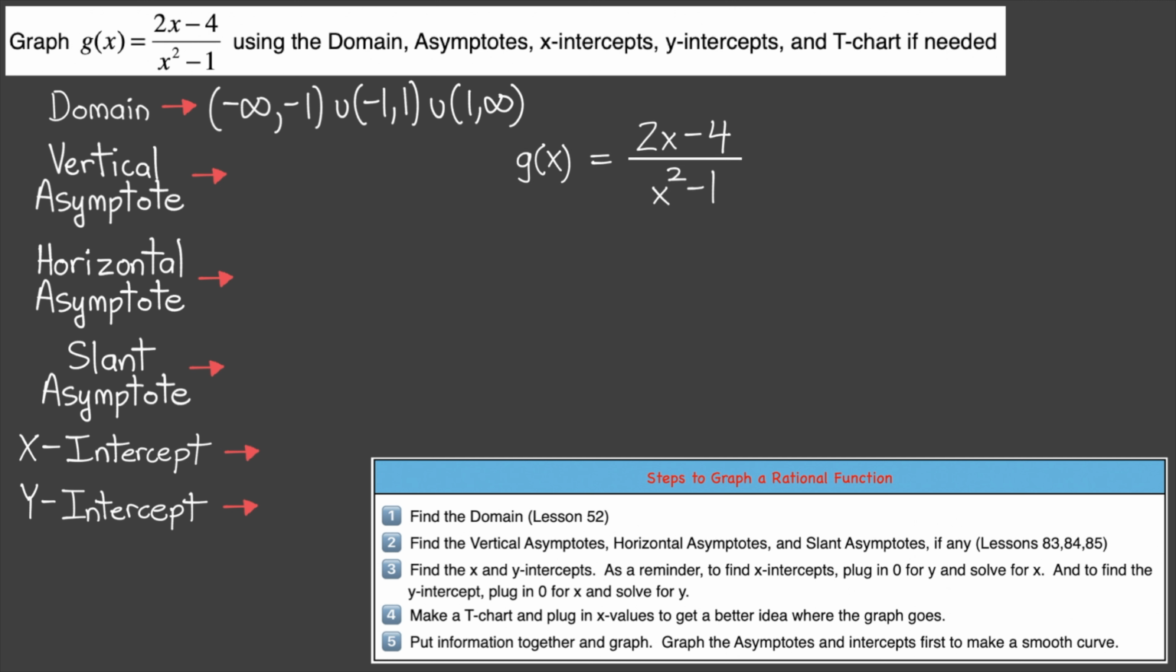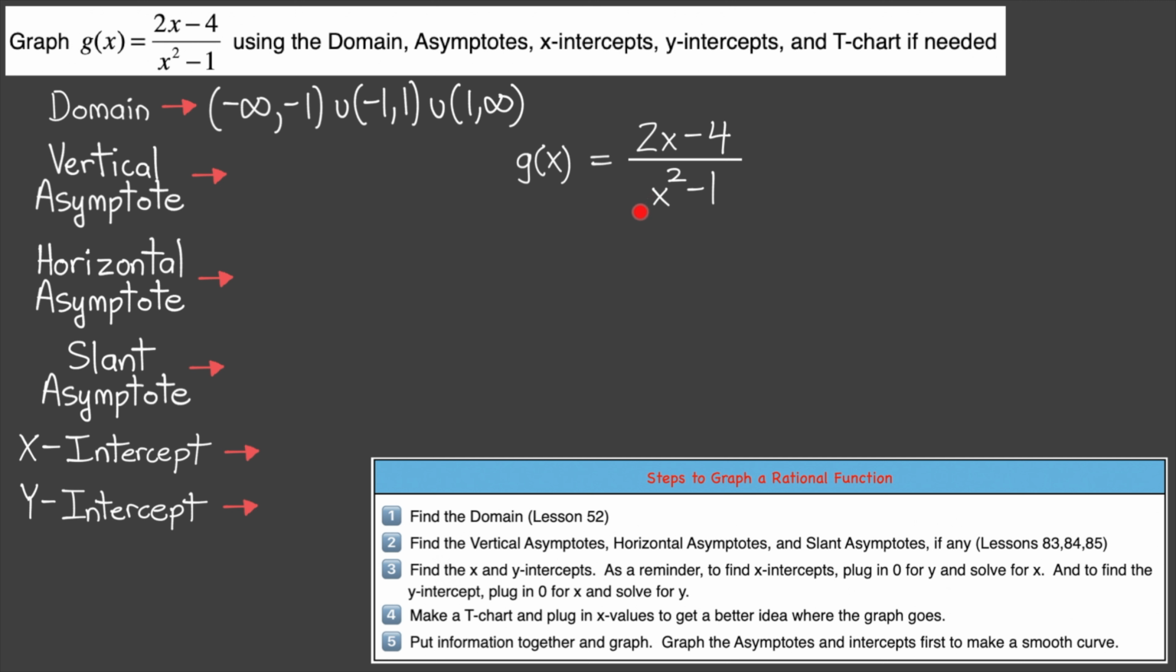Now let's go to step number 2. Find the vertical asymptotes, horizontal asymptotes, and slant asymptotes. For a more detailed look at how to find any of these asymptotes, take a look at lessons 83, 84, and 85. I go into much more detail of how to find these asymptotes. So let's start with the vertical asymptote. To find vertical asymptotes, we set the bottom essentially equal to 0 and solve for x, kind of like we did for the domain.